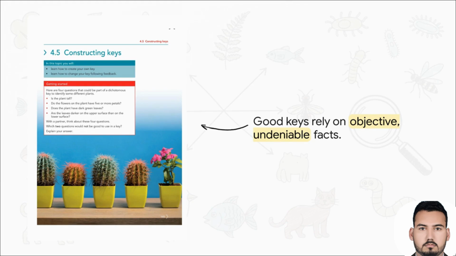Take a look at this lineup of plants. If you wrote a key and your first question was, is the plant tall? That is a terrible question. I mean, tall compared to what? What I think is tall, you might think is short. It's totally subjective. But if you ask, does the plant have spines instead of leaves? Or does the flower have 5 or more petals? Those are fantastic questions. You can physically count the petals, you can clearly see the sharp spines on the cacti versus the broad green leaves on the flowering plant. Good keys always rely on undeniable facts.